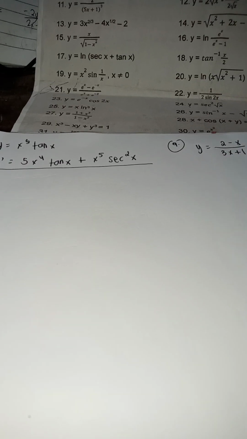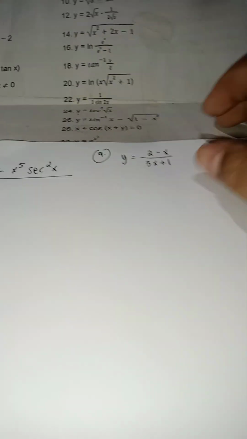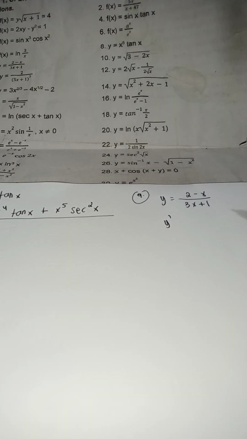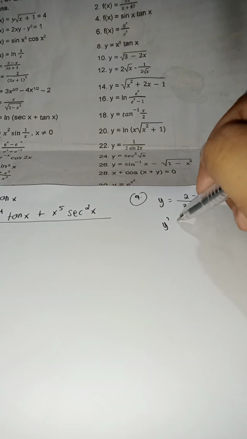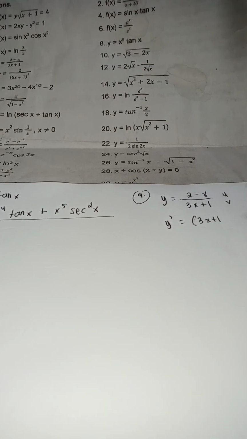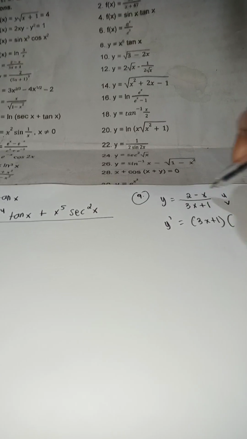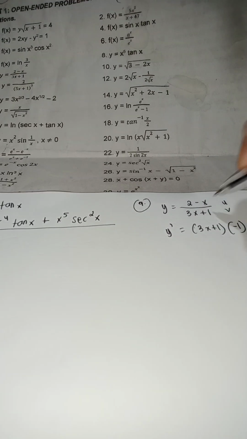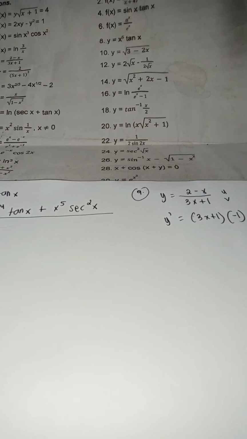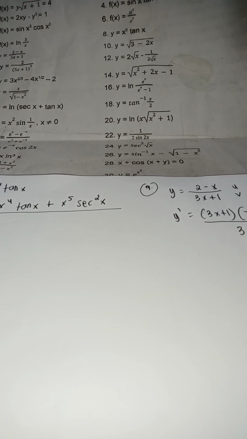We have here the number 9. y is equal to 2 minus x over 3x plus 1. So next, we are going to apply its quotient rule. So we all know the quotient rule is v du minus u dv over v squared, which is equal to 3x plus 1, since that is the v, times the derivative of 2 minus x, negative 1, minus 2 minus x, the derivative of 3x plus 1 is 3, over 3x plus 1 squared.